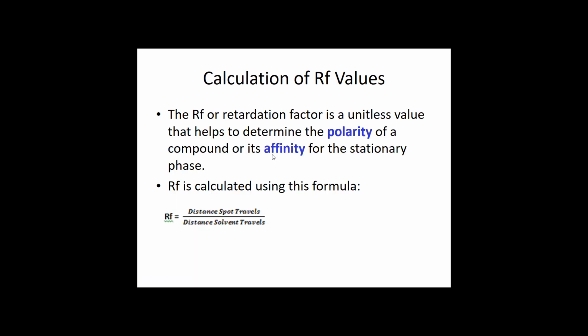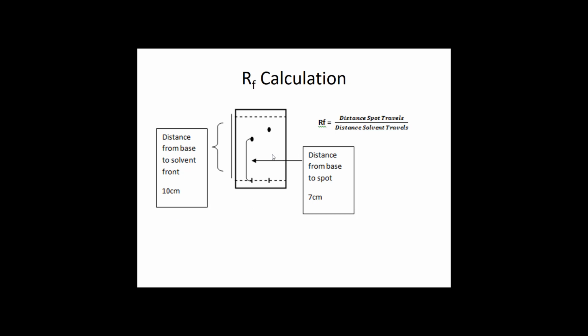Right? So now let's talk about the calculation of the RF values, and this is something that you're going to have to do. Again, the RF, or retardation factor, it's a unitless value as long as the 2 numbers have the same units, right? Centimeters or inches or however you want to measure it. And it helps us to determine the polarity of compounds or the affinity of a compound for the stationary phase, right? And it's calculated using this little formula down here. We've already talked about that. So now let's go on to here. We've talked about this already.